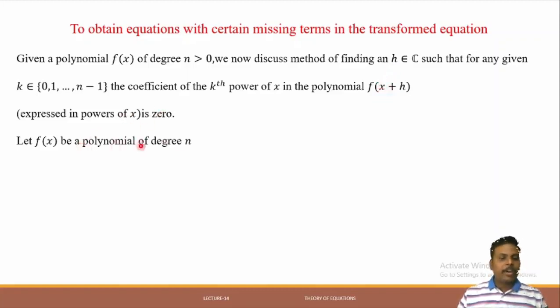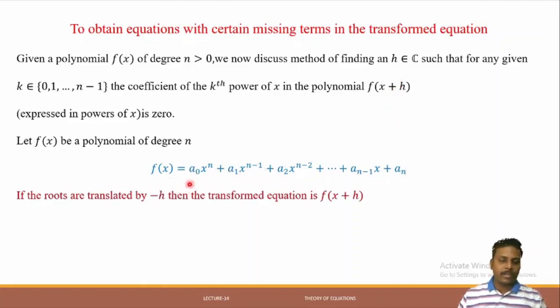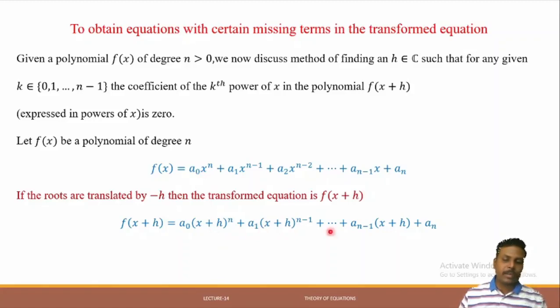Let f of x be a polynomial of degree n. Let me write f of x as this nth degree polynomial, a naught x power n plus a1 x to the power n minus 1 and so on up to an. Now we have to find f of x plus h. So replace x with x plus h in the above equation. Of course, roots are translated by minus h and the transformed equation is f of x plus h. We get this particular thing.